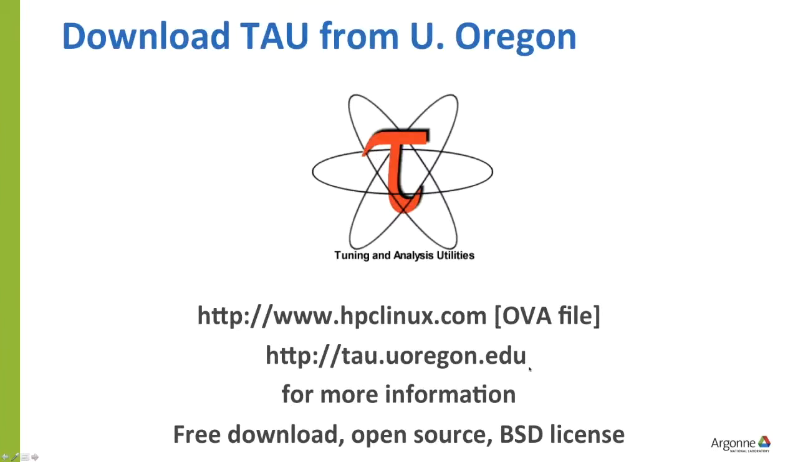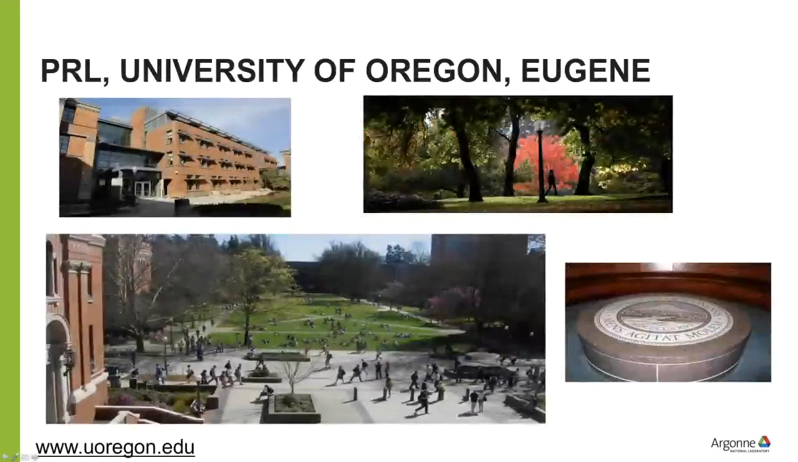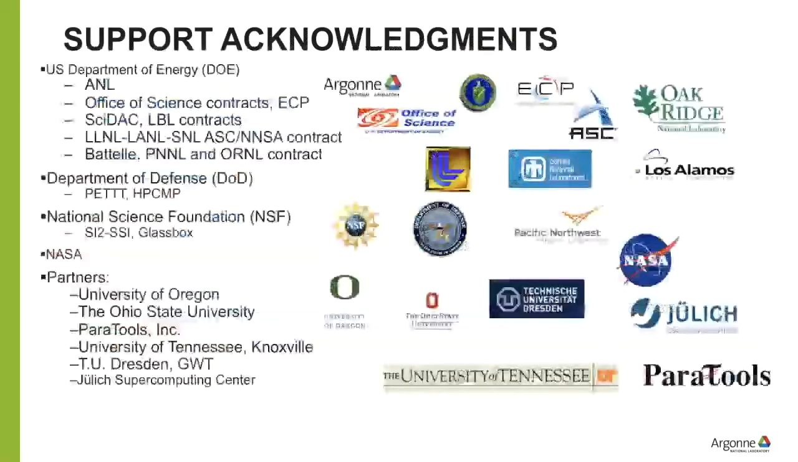So if you would like more information, you can visit our website. Tau is a freely available, open source package available for download with a BSD style license. We have created a distribution of an OVA file. You can download it from hpclinux.com. And this is where the development of Tau happens in Eugene at the Performance Research Lab at the University of Oregon. We have a very active visitor program. If you would like to come work with us for a day or two, we'd be happy to invite you, and I look forward to working with you.